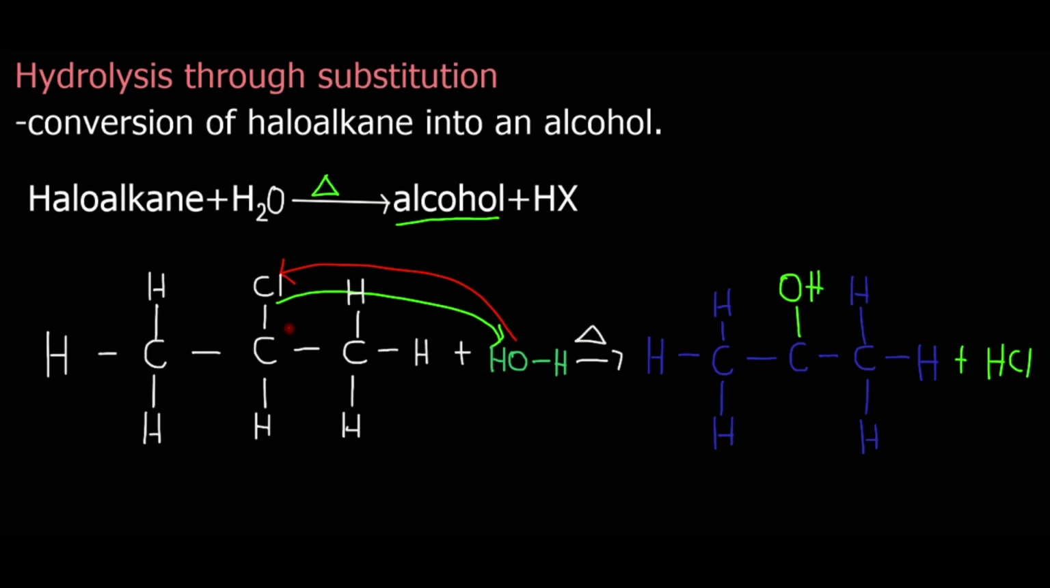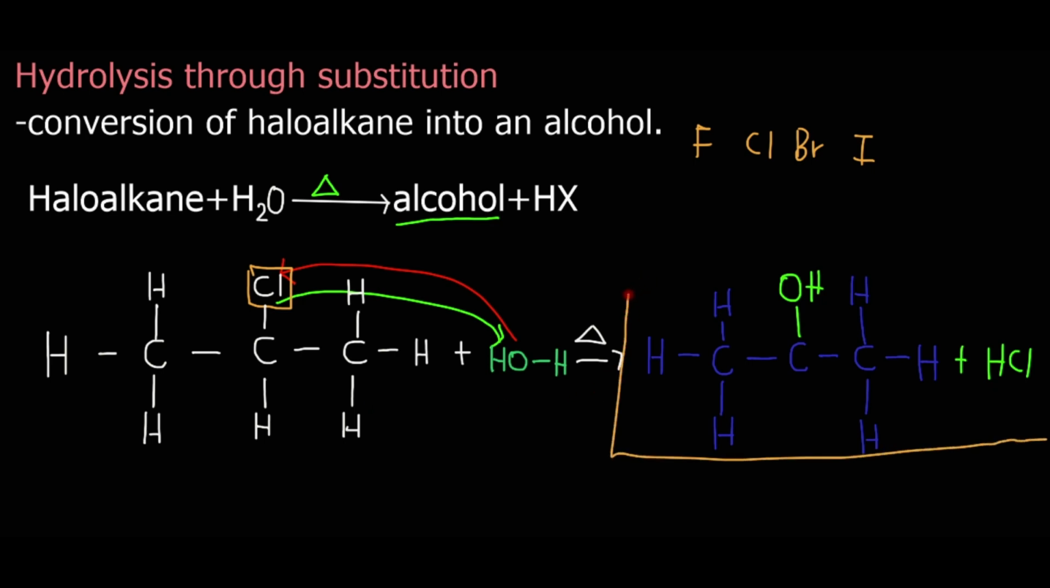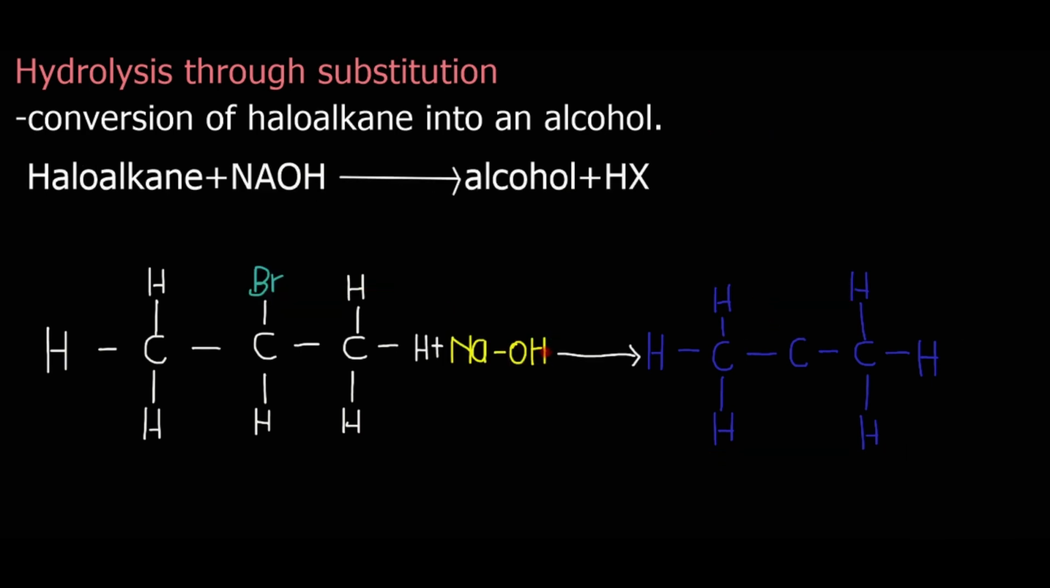And just for clarity, I'm not saying it will always be a chloride, so it can be any halogen. It can be fluoride, it can be chloride, it can be bromide, it can be iodide. So any halogen, we will do the same thing, and then we will create alcohol. This is alcohol because we know it by this functional group of OH.